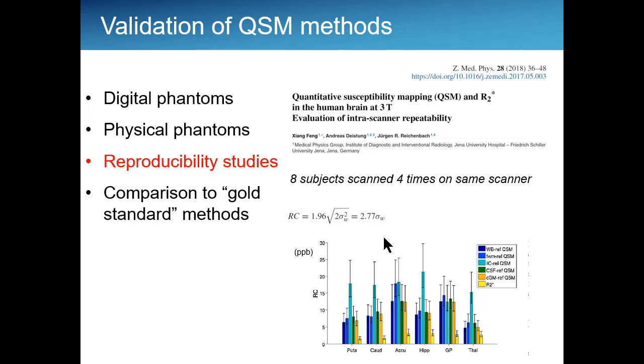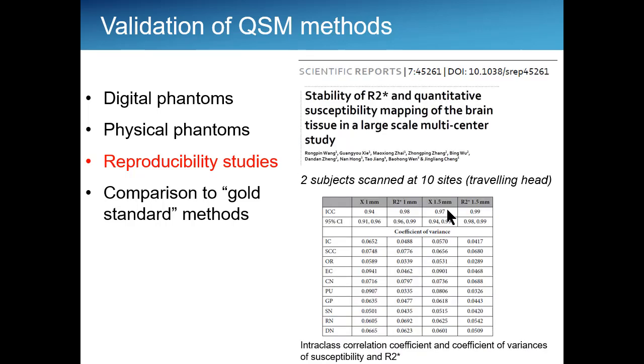You can also do measurements on a phantom which is a person, I suppose, essentially. So if you want to get a more complex system, take this example of a study from the Jena group. They looked at 8 subjects who were scanned 4 times on the same 3 Tesla scanner, and they were able to characterize, in this case, I think the repeatability coefficient in parts per billion for measurements of susceptibility from different areas, giving an idea of the confidence level of measurements.